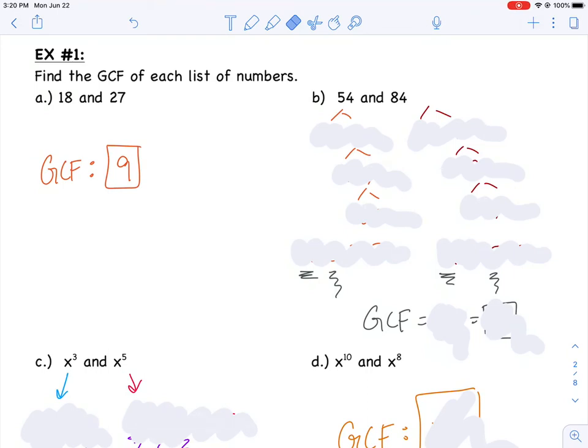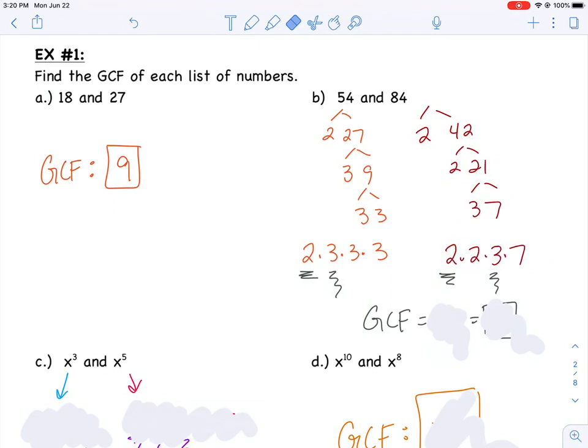All right, look at 54 and 84. We want to find the GCF. Again, it might be a little bit tricky to figure out what number divides into 54 and 84 equally, so you might have to go through and do a factor tree and list out all the different factors. For 54, I got 2, 3, 3, 3. For 84, I got 2, 2, 3, and 7.